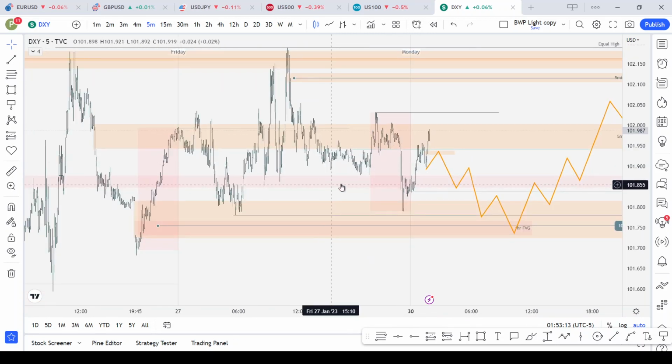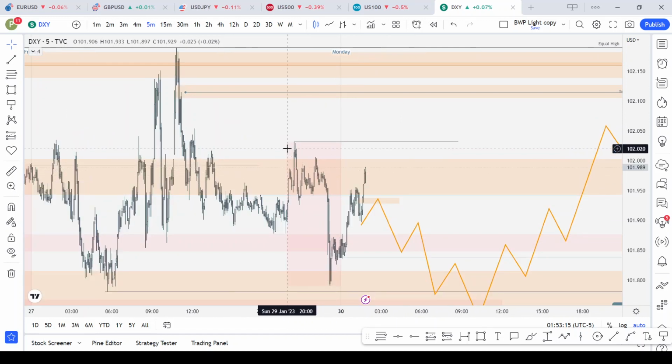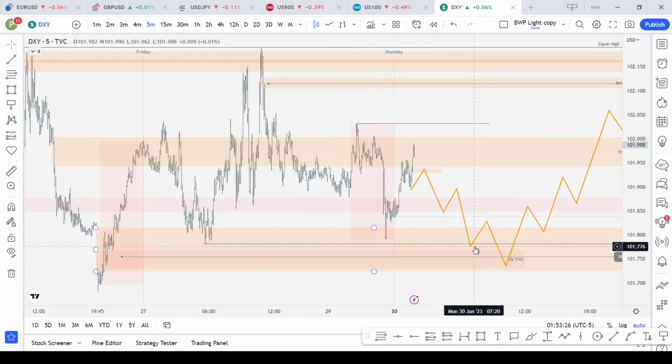DXY is going to... this is 153. It's not yet. Well, this is the level I'm watching, okay? So whatever it does in between, I don't care. I want to see price trade to this level. This is where I would be interested in taking a long on EU and GBP. Okay, I think this is going to be a high probability level for DXY to bounce.